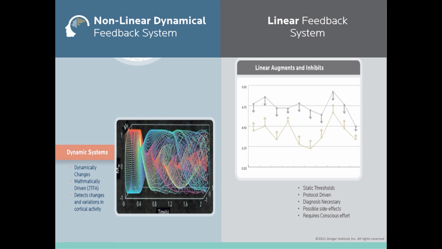Now, because a linear system is only picking very specific frequency levels and looking only at amplitudes of it, this is the kind of graph it would have. And these are static thresholds. They are always protocol driven, and a diagnosis has got to be necessary for them to know what they want to do with you. And the hard part is this will always produce some element of side effects, because it's pushing you into a place that may or may not be comfortable.